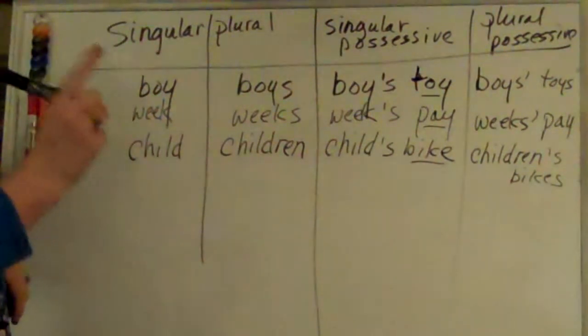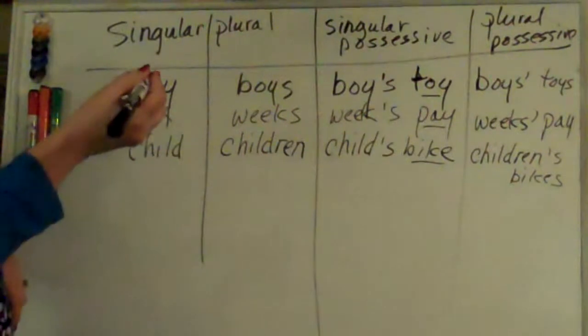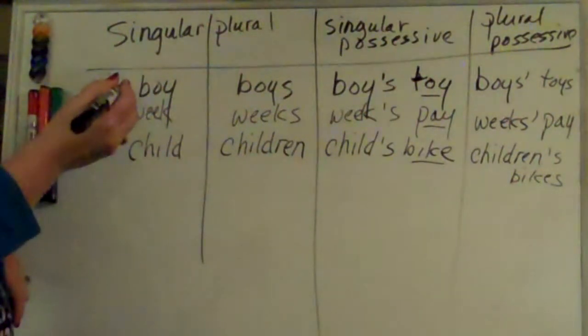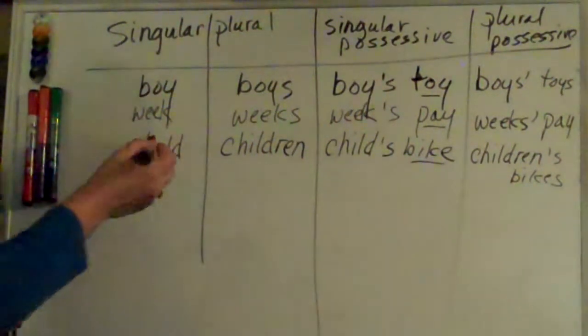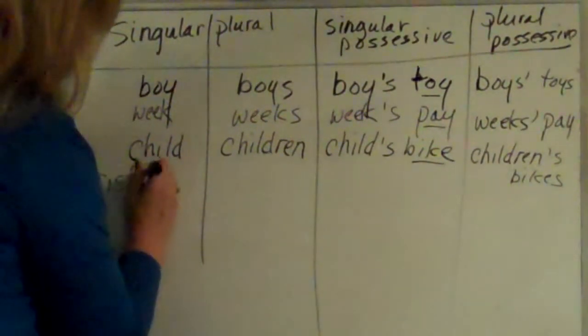Okay, so the key is when you're looking at that plural form, if it already has an S on it, just add the apostrophe. If the plural form does not end in an S, then we're going to add the apostrophe S to it. So let's try sister-in-law now. Sister-in-law.